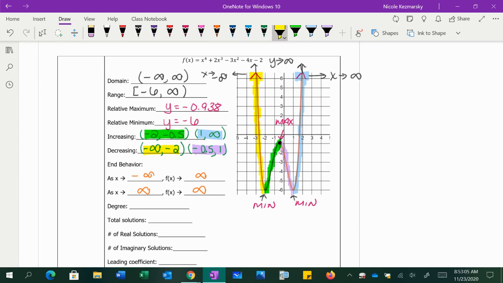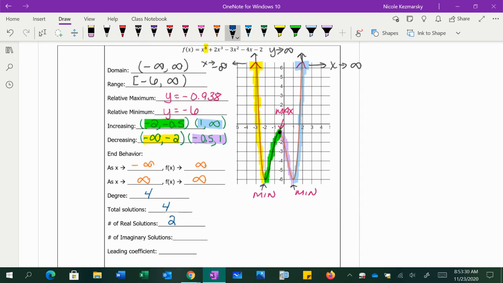We look to our exponents to find the degree, which is the biggest exponent. And that biggest exponent is 4, which means the total solutions is also 4. Real solutions are the x-intercepts. I see 2 of them, somewhere between -2 and -3, and somewhere between 1 and 2.